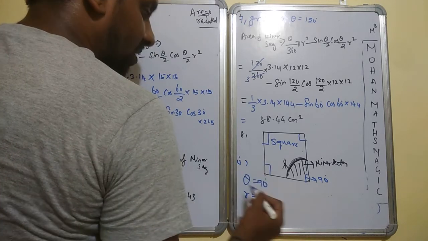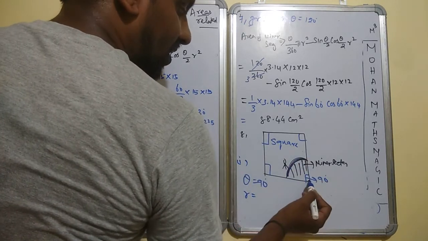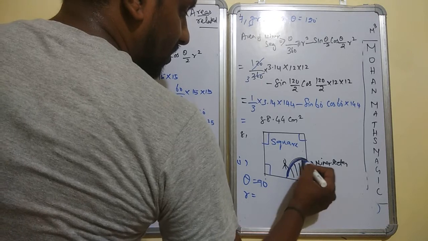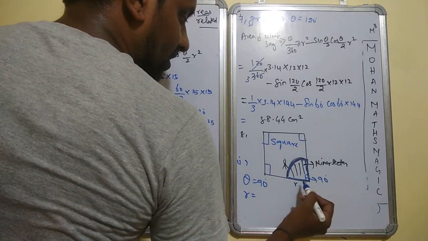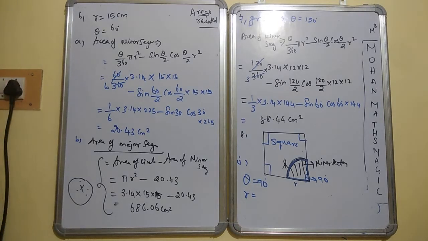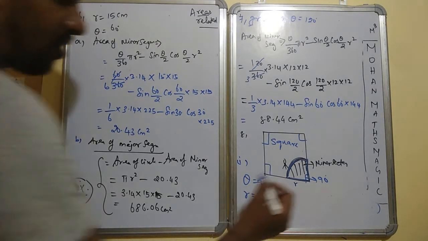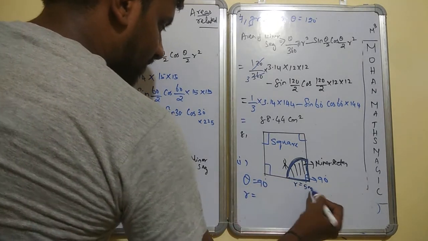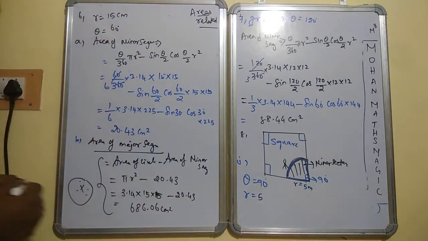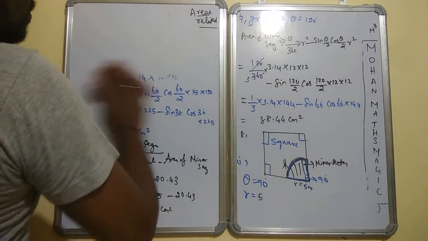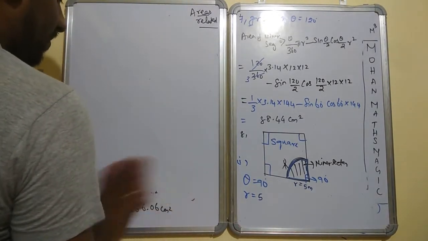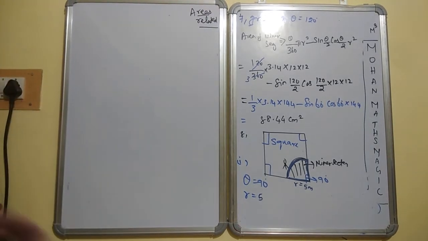Radius, case number 1. This is where the rope is, so this is the radius. How much radius is given in the first case? 5 meter long rope. So the first case radius is 5 meter.